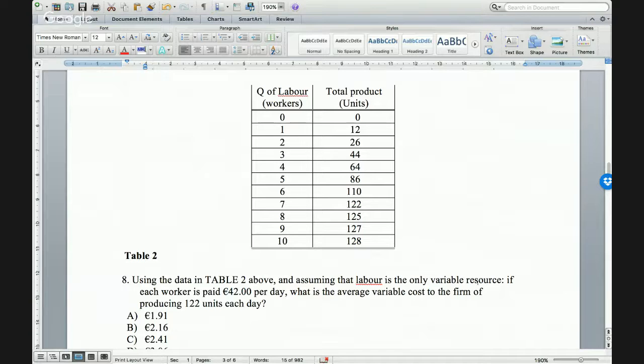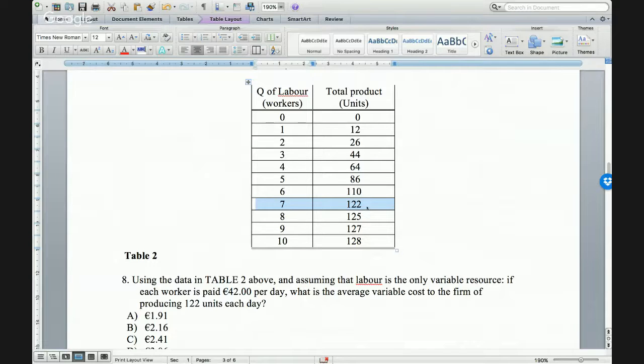labor is the only variable resource. What that means is you don't have any other variable costs like lighting or electricity and so on. It's just labor. If each worker is paid €42 per day, so that's their wage per day, what's the average variable cost to the firm of producing 122 units? So what we have to do straight away is look for 122 units in the table. Okay. So if output is at 122, that means you're employing 7 people.